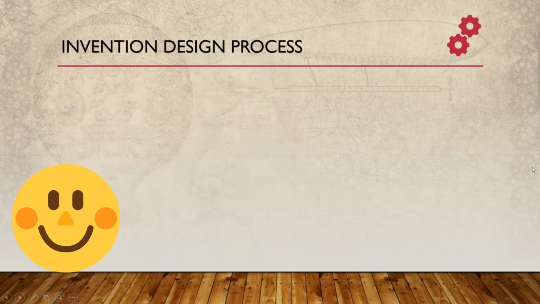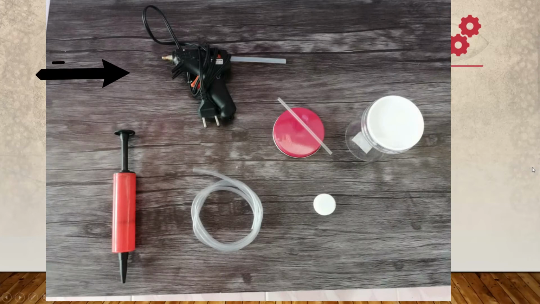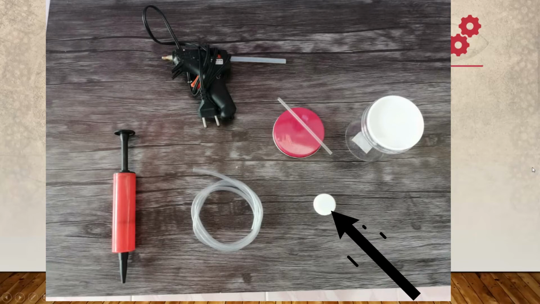Hi, Assalamualaikum. Today I will show you how to make a mini atomizer. The things we need to complete this project are a glue gun, cylinder container, mini straw, air pump, empty pen case, bottle cap, and a clear tube.